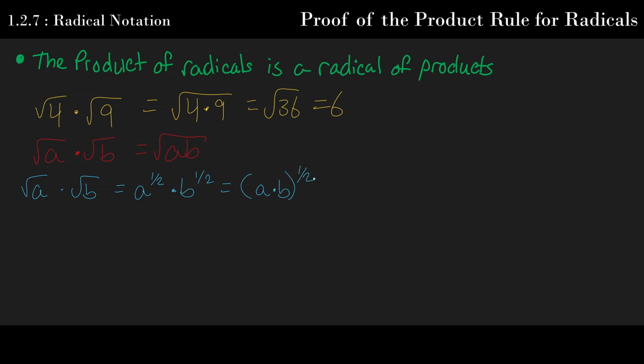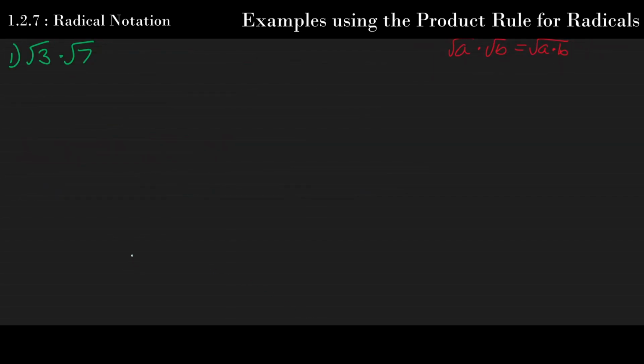Finally, we can convert our expression back to radical form, finishing our proof, the square root of a times b. Let's work a few examples before moving on to the next property. Number 1, the square root of 3 times the square root of 7. Remember what the product rule for radicals says. A product of radicals is a radical of products.